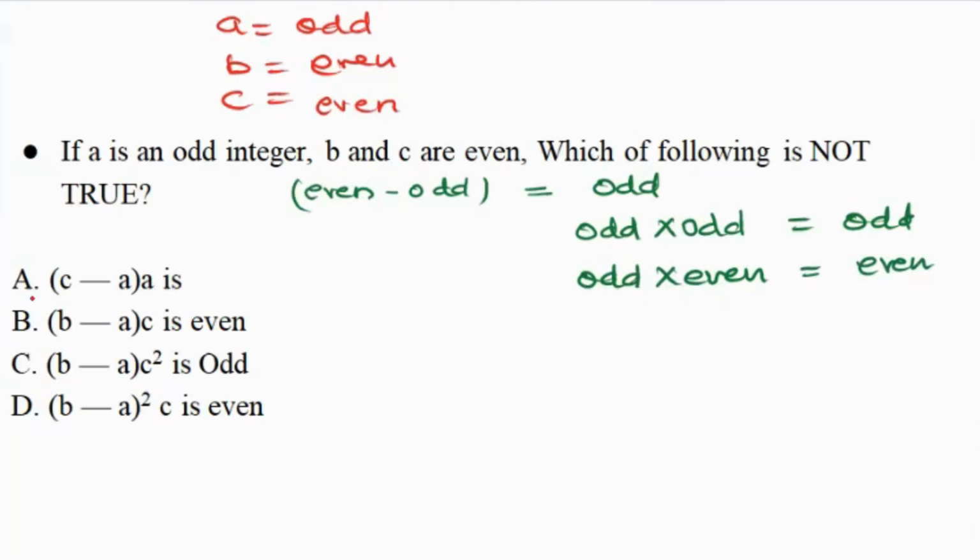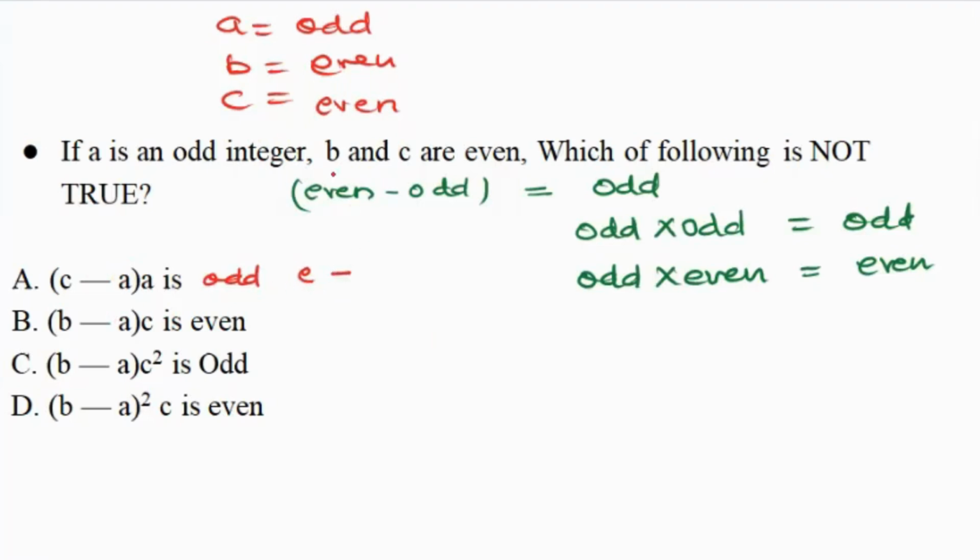If we go with option A, option A is saying that (c minus a) times a is an odd number. What we can see here is that c is an even number, so we can write E for even number.